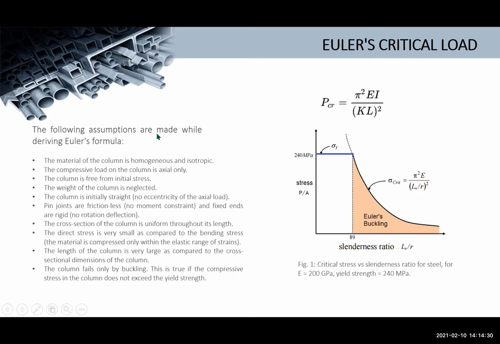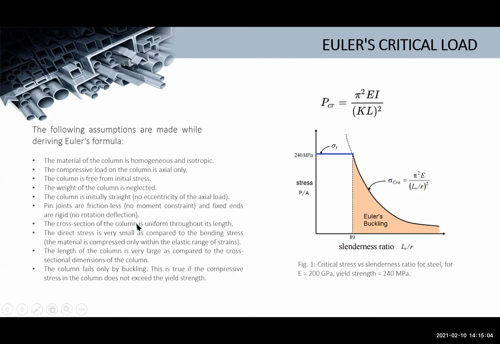The following assumptions are made while deriving Euler's formula. When this was derived, these assumptions were made. First, the material of the column is homogeneous and isotropic. Compressive load on the column is axial only. Column is free from initial stress. The weight of the column is neglected. Column is initially straight, again, no eccentricity. Pin joints are frictionless, so no moment. And then no rotation, so again, no bending in the column.